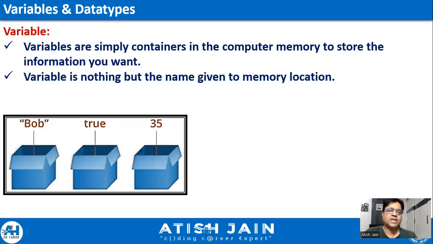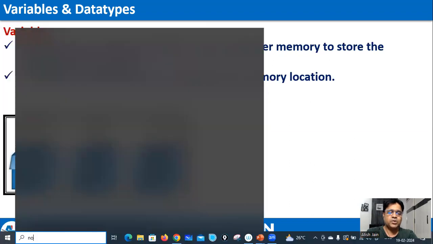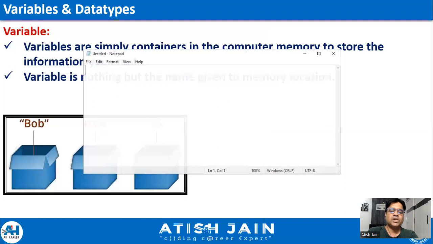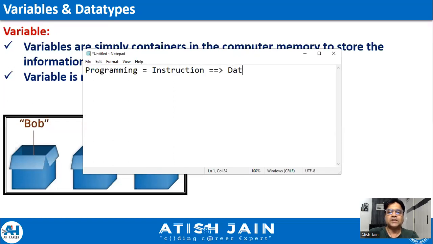So guys, today's class is about working with variables and data types in Java. First of all, try to understand what programming is all about. If you are completely new to programming, or if Java is your first programming language, then understand that programming is nothing but a group of instructions performing operations on data. Is it clear? Group of instructions performing operations on data. This is what we call programming.